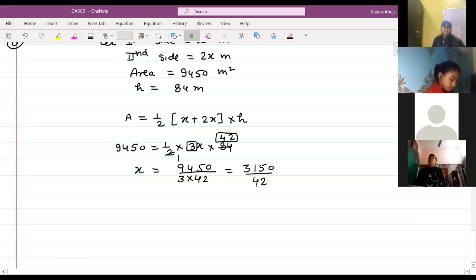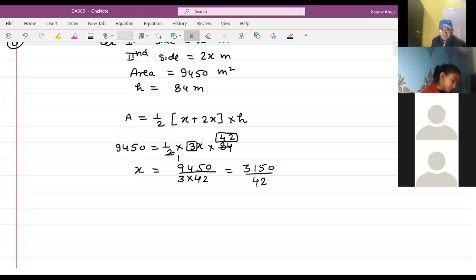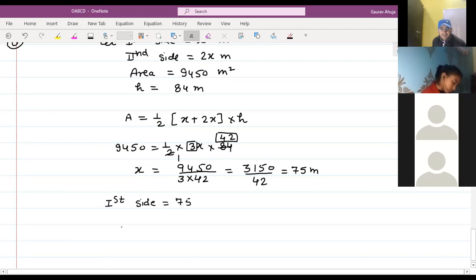Let me know what answer we'll get, quickly. 75. Sir, 75. Wow, very good children, 75. Einstein! So x is 75. The length of the first side is 75. The other side is twice the first. The second side will be, sir, 150. Very good. But please don't deduct my marks, I'm going to write the unit also. Meter. So 75 meter and 150 meter is the right answer.